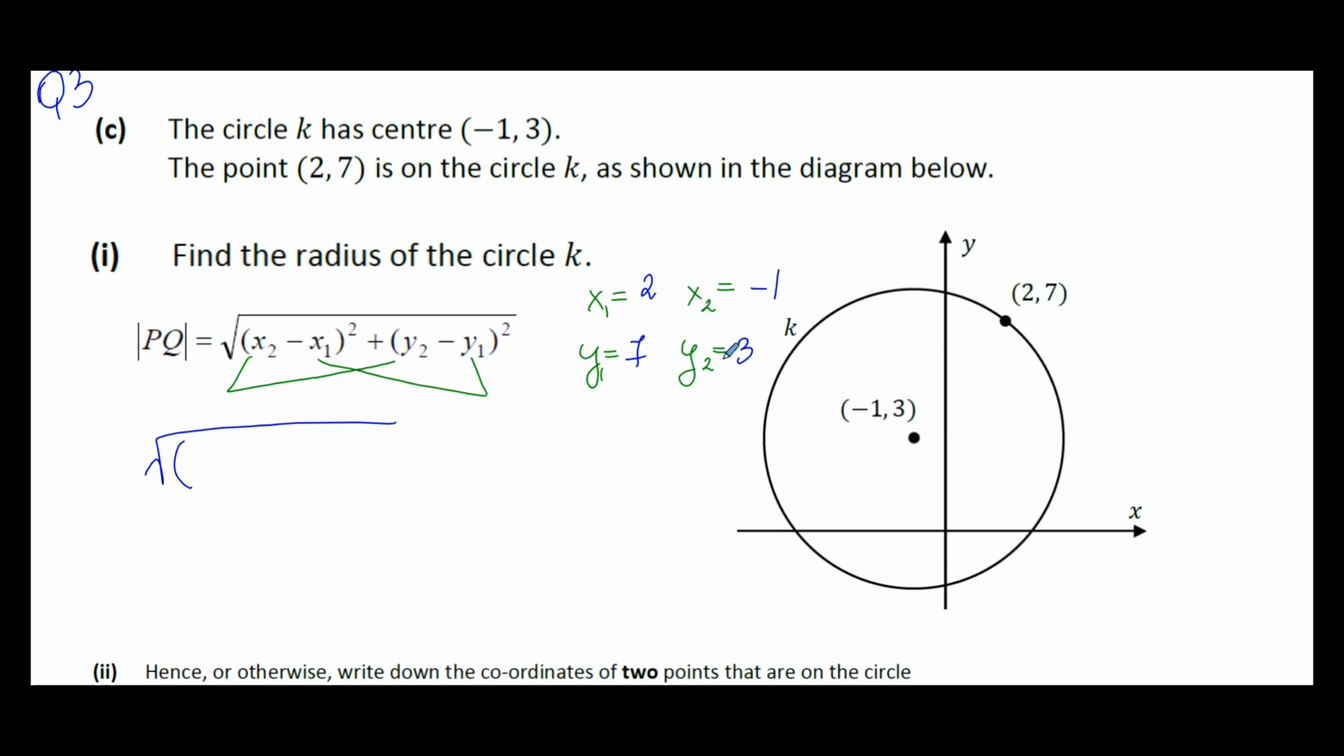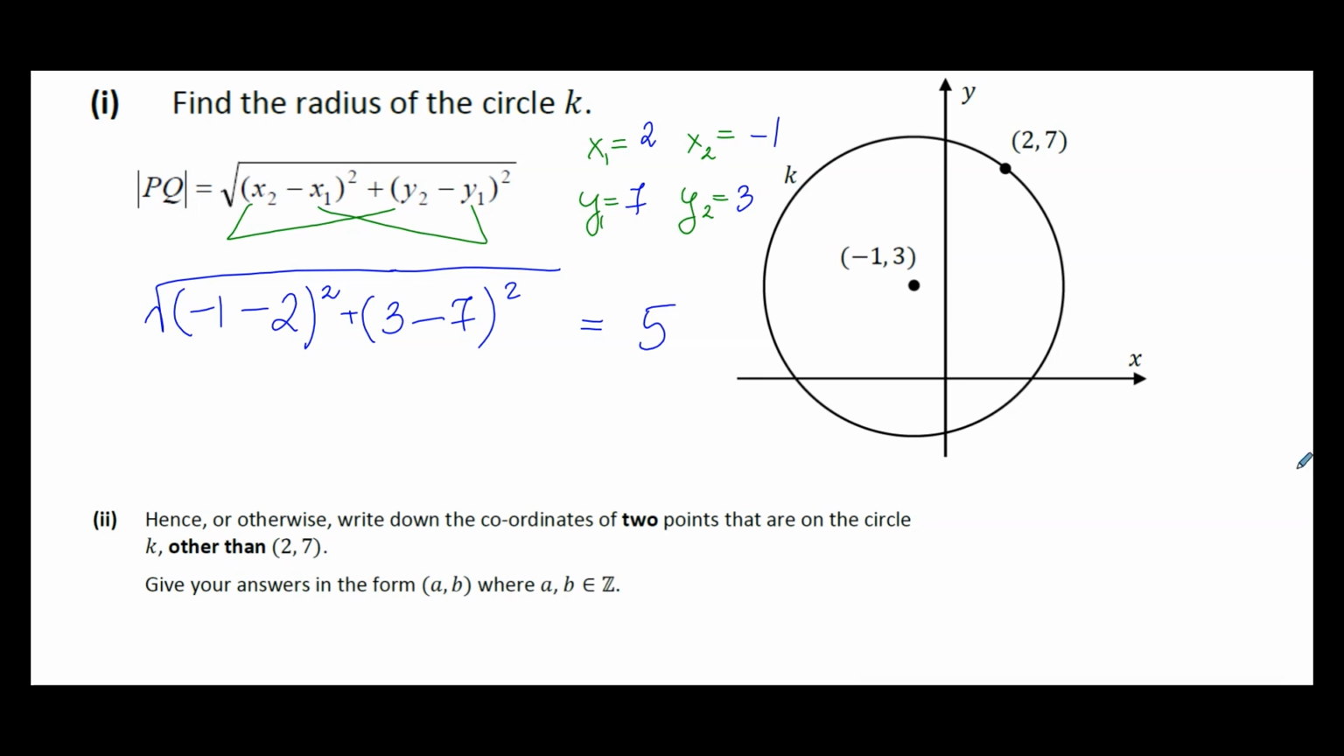Bracket x2. My x2 is what? -1. Minus x1, x1 is 2. Close bracket, power of 2, plus open bracket y2, y2 is 3. Minus y1, y1 is 7. Close bracket, power of 2. Then what do we do? Put it in my calculator, press equal, and have my answer that this is 5. Okay, perfect. Let's look at the next part.